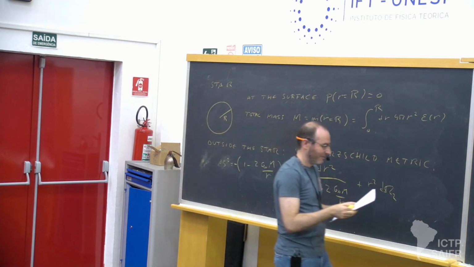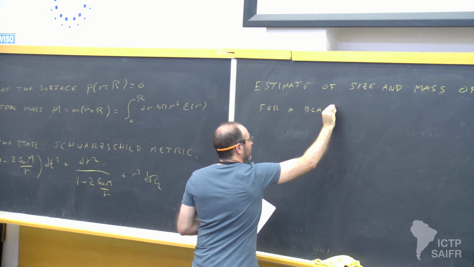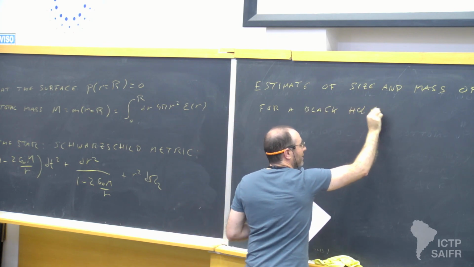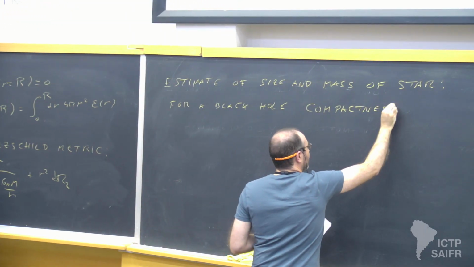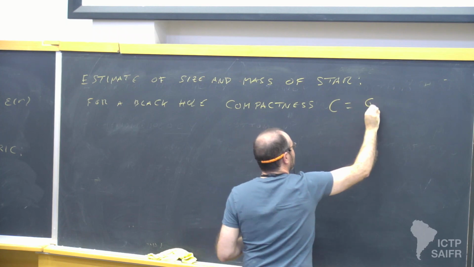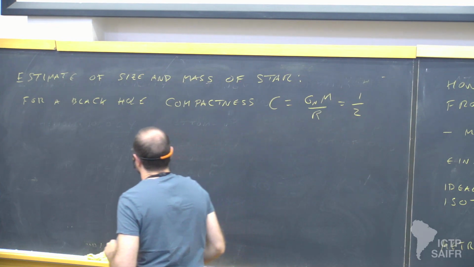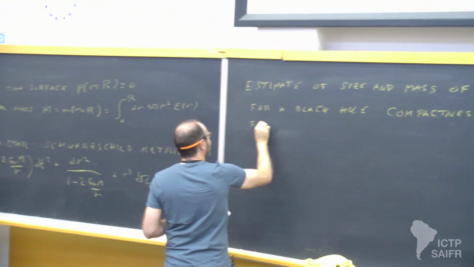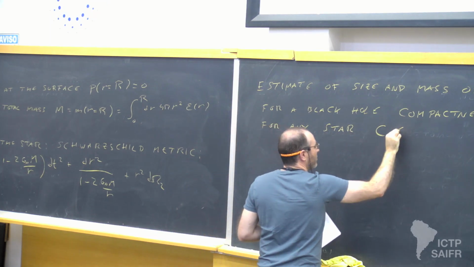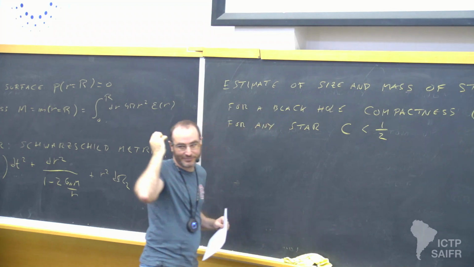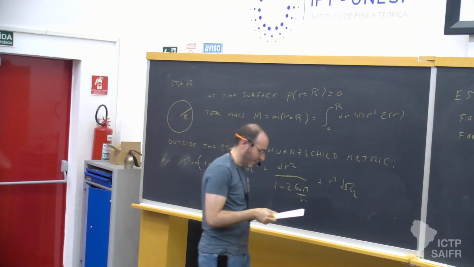No? So for a black hole, this quantity is called the compactness, which is G_N m over R, is 1/2. And then for any star, the compactness has to be smaller than 1/2. Otherwise, there is no star, just a black hole.